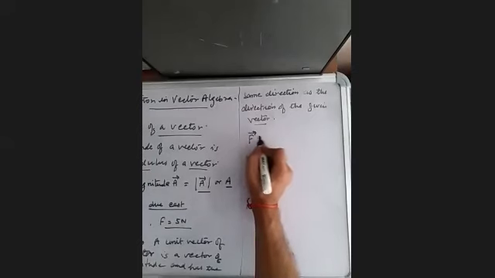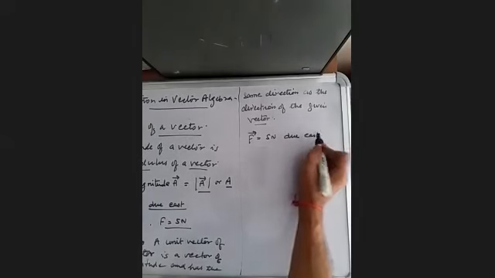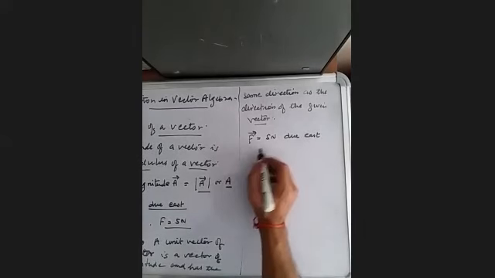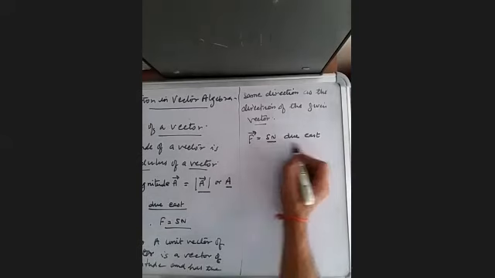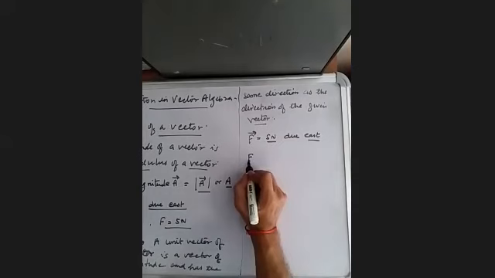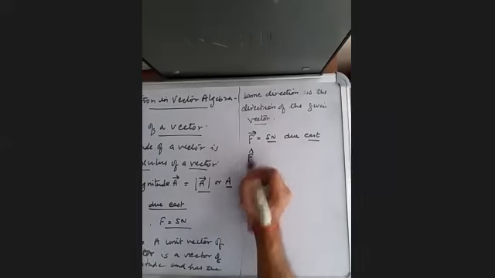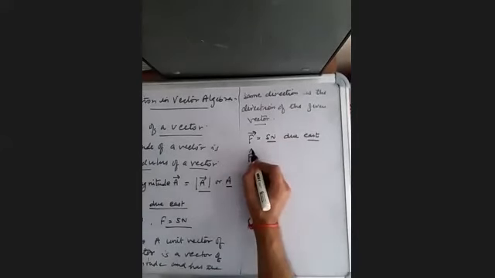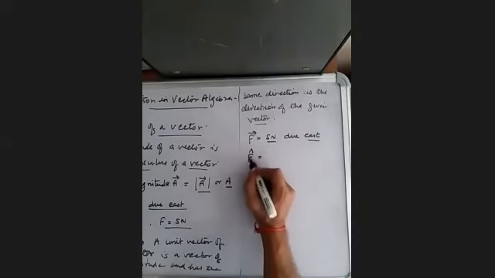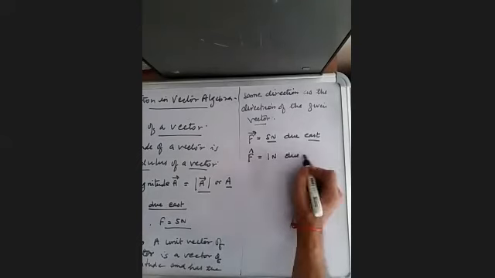For example, F vector is given, once again 5 Newton due east. So the unit vector of F will be of magnitude 1 Newton but in the same direction. So how do we write down a unit vector? We write down the symbol for the quantity, force, and a cap on it. It's like this arrow kind of cap. It is called cap or hat. It means we are talking about a unit vector. So F cap or F hat is equal to 1 Newton due east.